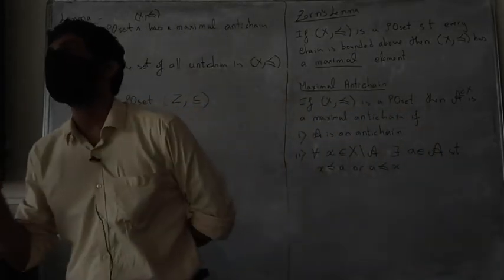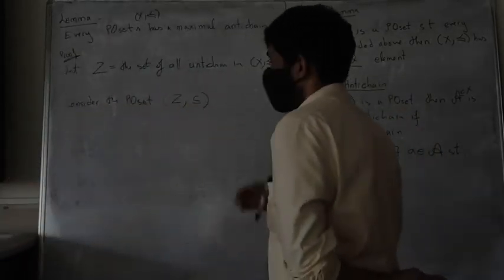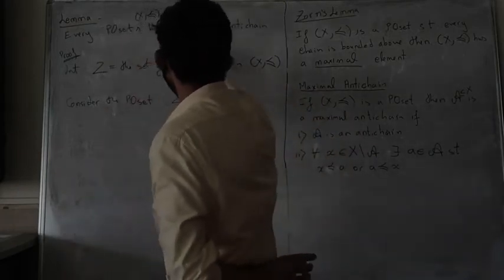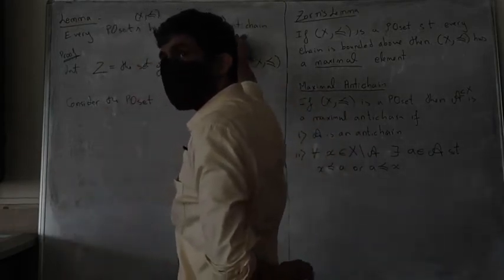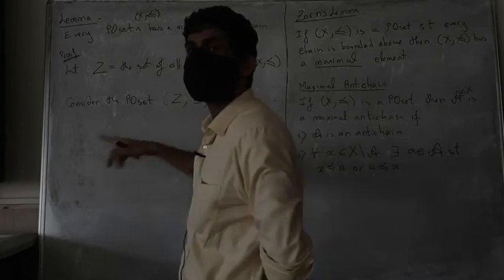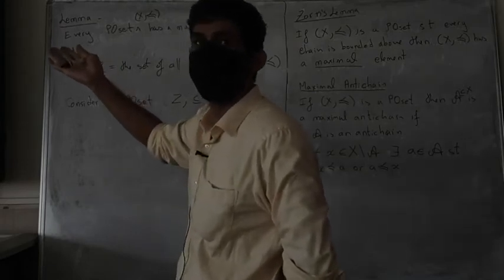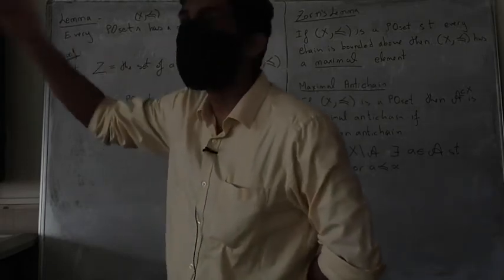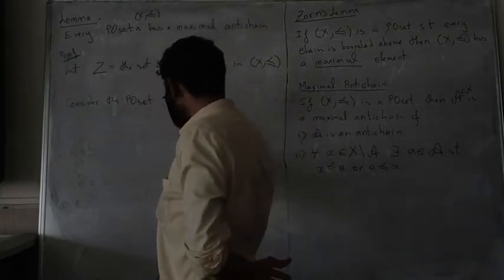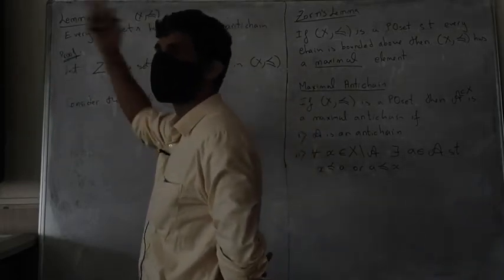Okay, so what do I need to show basically? The trick is to get hold of this maximal anti-chain. I am going to say that this poset always has an upper bound. I mean, sorry, every chain in this poset always has an upper bound.